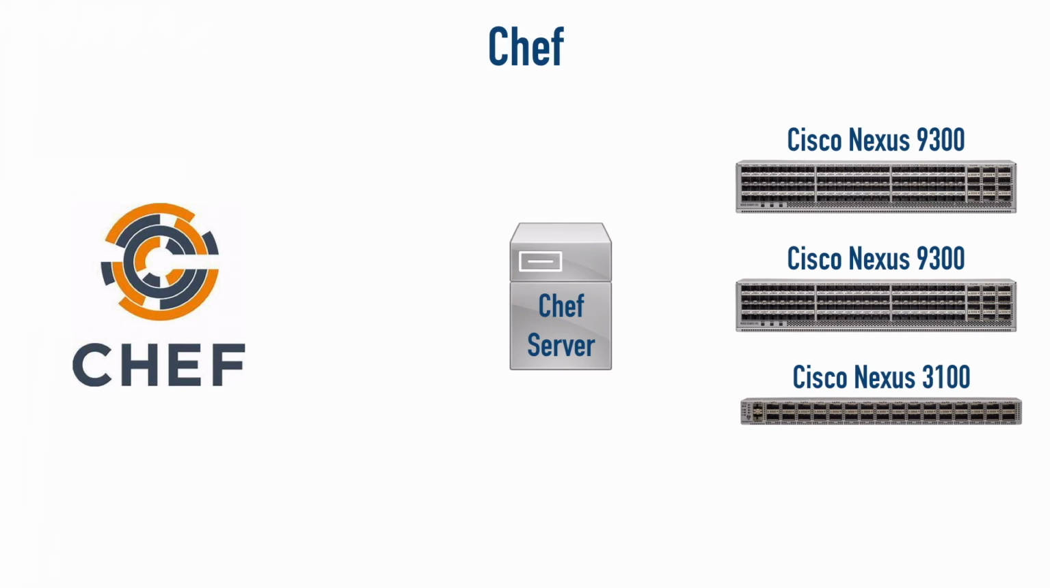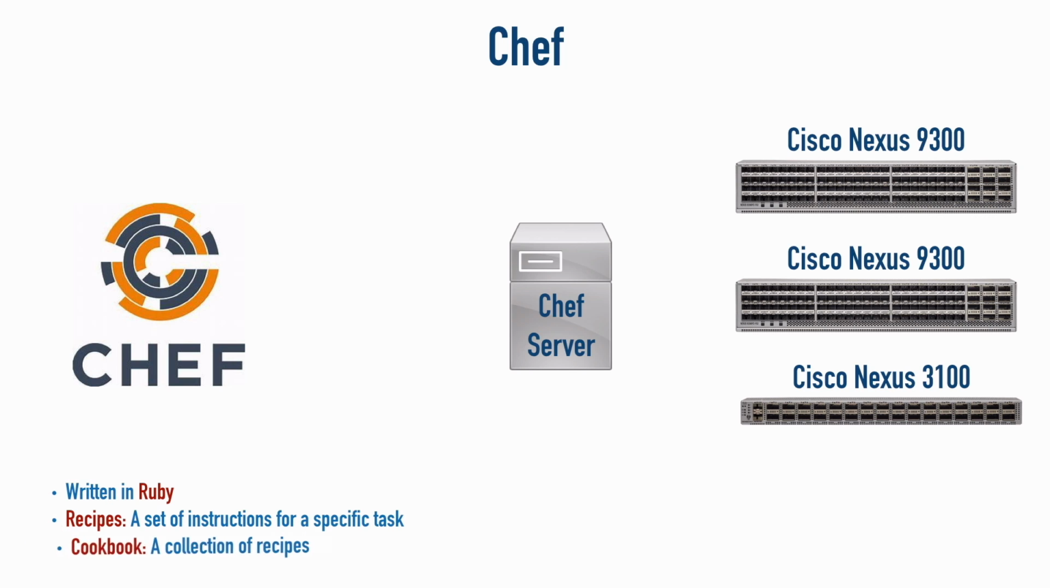Chef is very similar. Chef is also written in Ruby. The terminology we use is a little bit different. Since we're using the metaphor of being a chef and cooking, we say that our configuration instructions are contained in recipes. And a recipe is going to be configuration instructions for a specific task, like creating a .1Q trunk, for example. And we can have a collection of recipes to go into, can you guess? Yeah, a cookbook. We're going to put those in a cookbook. That's a collection of recipes.